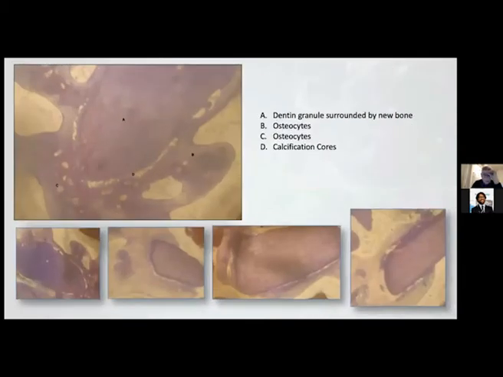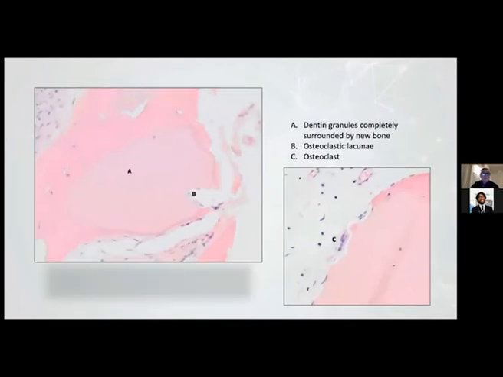So in a lot of images, we can observe this situation. This is a granule of dentin. This is new bone. On C, we have the osteocyte, and in D, we have the core of calcification. So we have a lot of these images. What does it mean? It means the ability of the dentin to be an osteoconductive material, and the dentin will be osteoinductive when this thing happens.